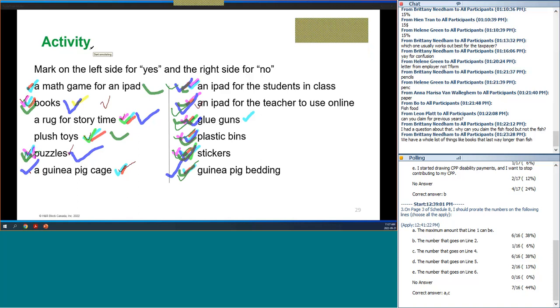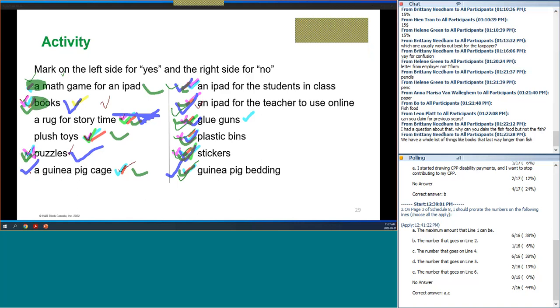Okay, so a math game for an iPad, educational software, is a prescribed good. So yes, prescribed good, absolutely. I think I'm going to give myself a nice mark over here. This one, there's my big green mark. Absolutely yes. Books, always. Books are, by default, regardless of the book, graphic novels count, considered educational.